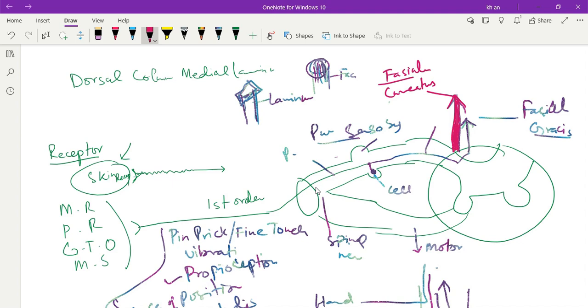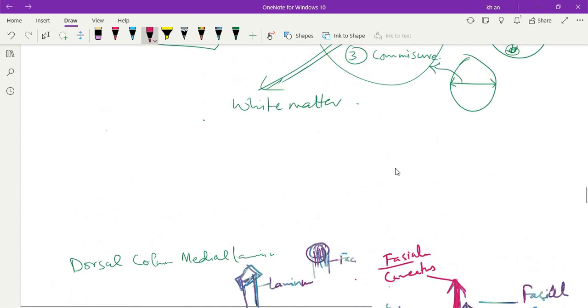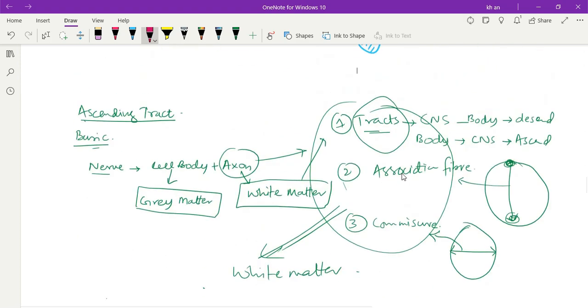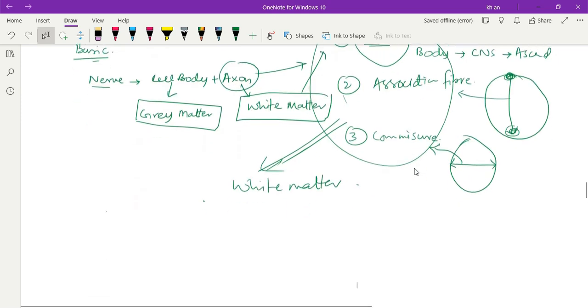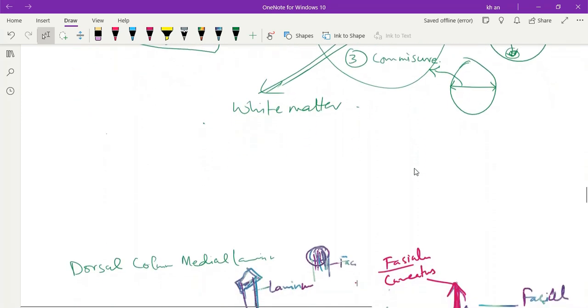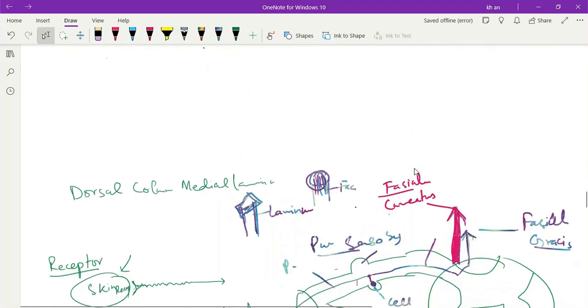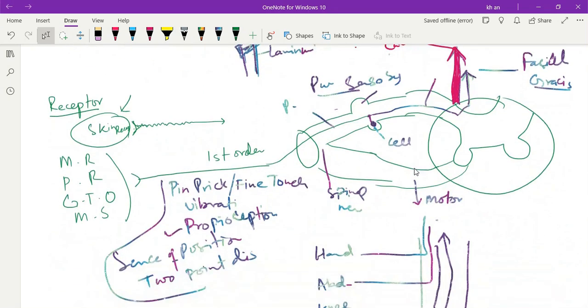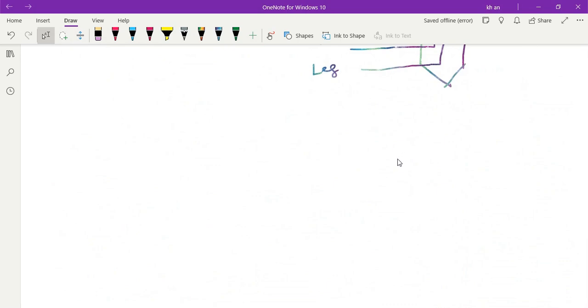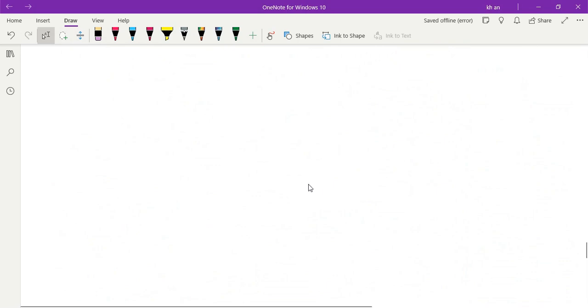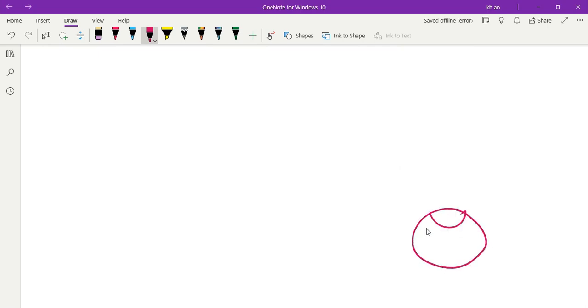All right. So now they will be going upwards. They will be going into the dorsal column, and from the dorsal column they will reach the lower part of the medulla. They will go to the lower part of the medulla, and from there they will go into the CNS. Now let me tell you, suppose this is again the dorsal column lemniscus.